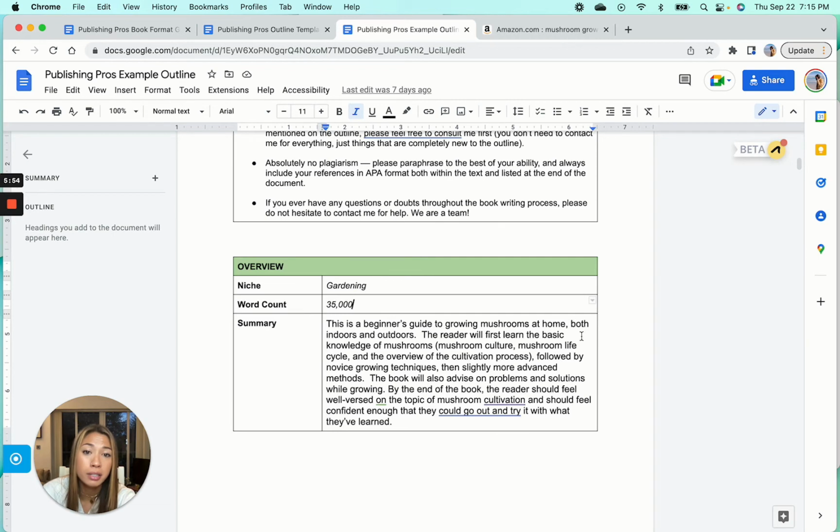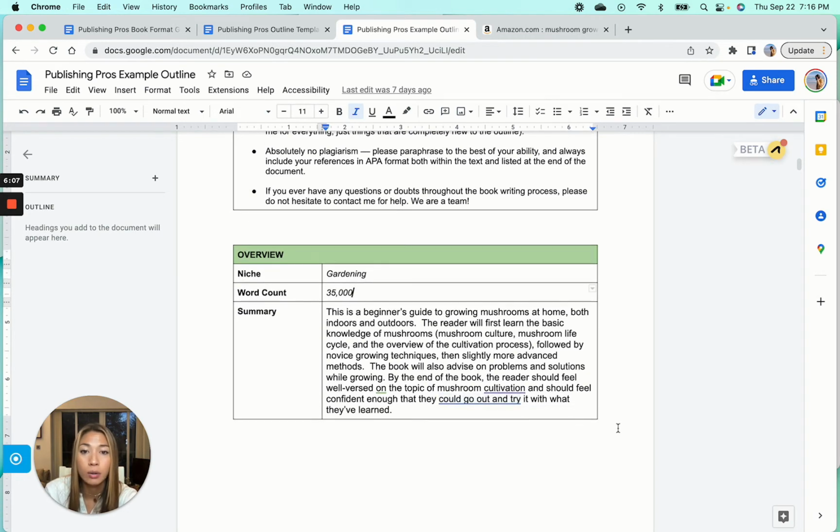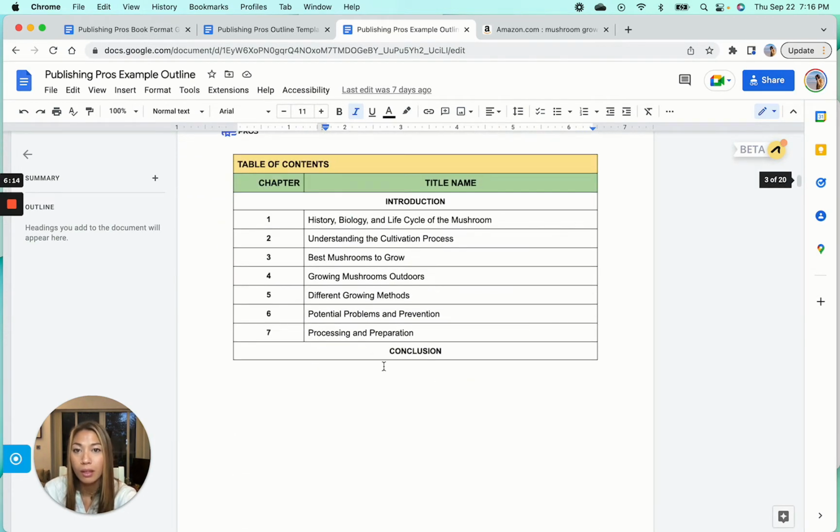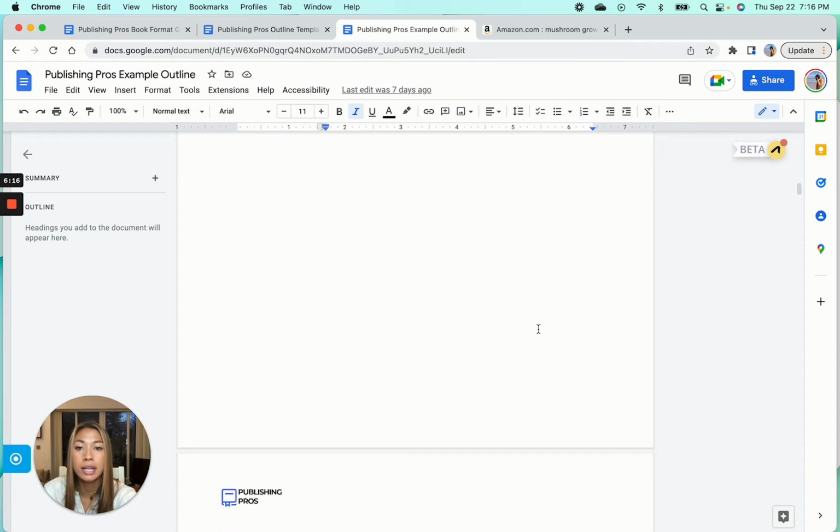So this is a beginner's guide to growing mushrooms at home, both indoors and outdoors. The reader will first learn the basic knowledge of mushrooms, mushroom culture, mushroom life cycle, and the overview of the cultivation process, followed by novice growing techniques and slightly more advanced methods. So you can see here it outlines the overarching theme of the book and the summary. And then obviously we've included our title names here.